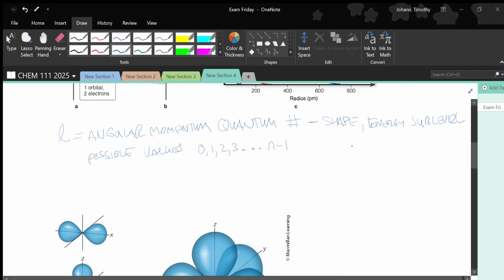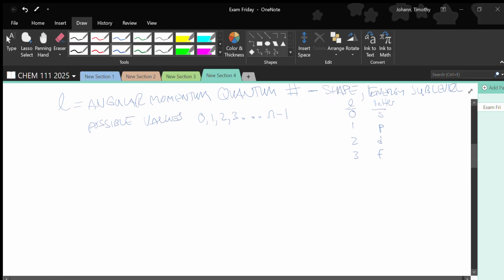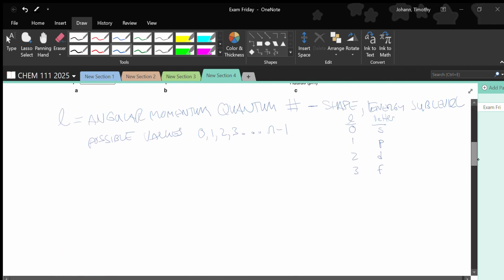I'm going to give you a little table here because we're going to talk about these things as s, p, d, and f instead. So if L is 0, we call it an s. I'm just going to say letter designation. Okay, it's a letter that we give to it. 1 is going to be a p, 2 is going to be a d, 3 is going to be an f, and we don't need to go to g because we've run out of elements. Okay, we need more elements to be able to do that.